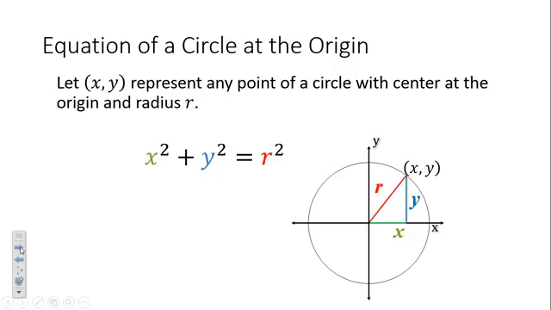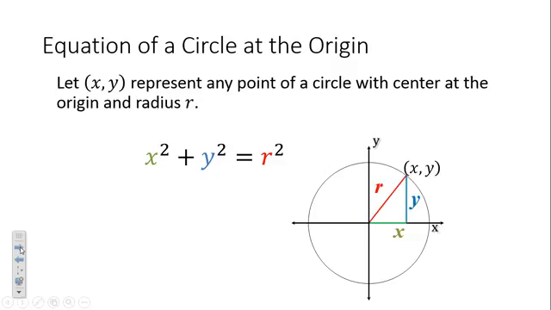Absolutely. x squared plus y squared equals 3 squared. And what's 3 squared? 9. So x squared plus y squared equals 9. What would the equation of a circle with a radius of 5 be? x squared plus y squared equals 25. What would the equation of a circle with a radius of 7 be? x squared plus y squared equals 49. Exactly.